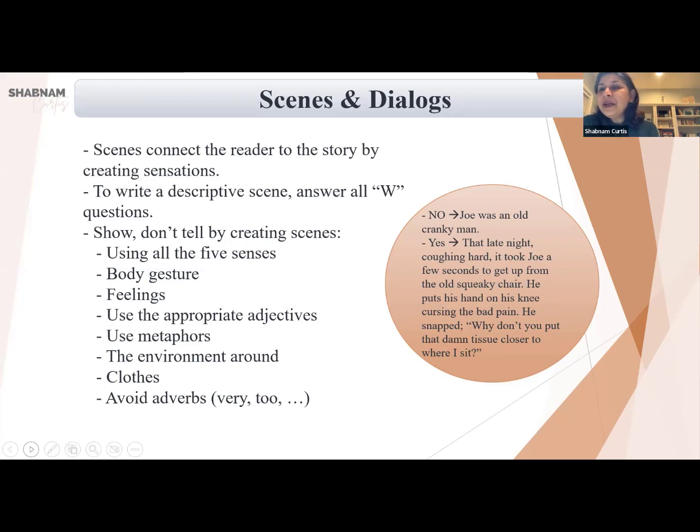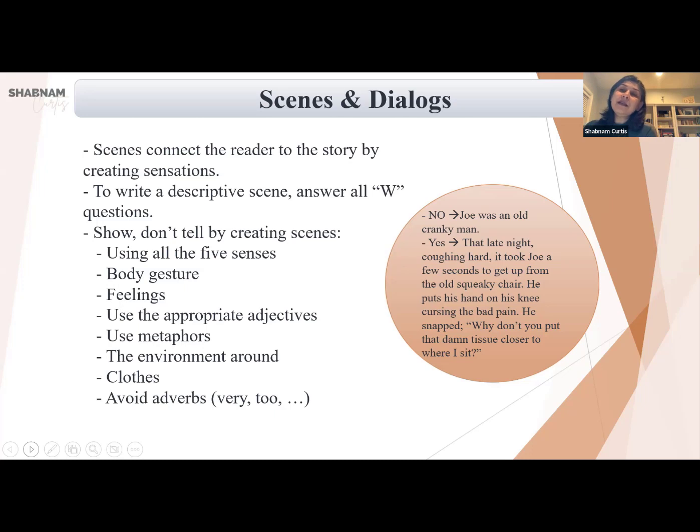I have an example here. I want to quickly read it. So I can say, Joe was an old cranky man. I'm telling you, Joe was an old cranky man. But if I want to show you, I would say that late at night, coughing hard, it took Joe a few seconds to get up from the old squeaky chair. He puts his hand on his knee, cursing the bad pain. He snapped, "Why don't you put the damn tissue closer to where I sit?"